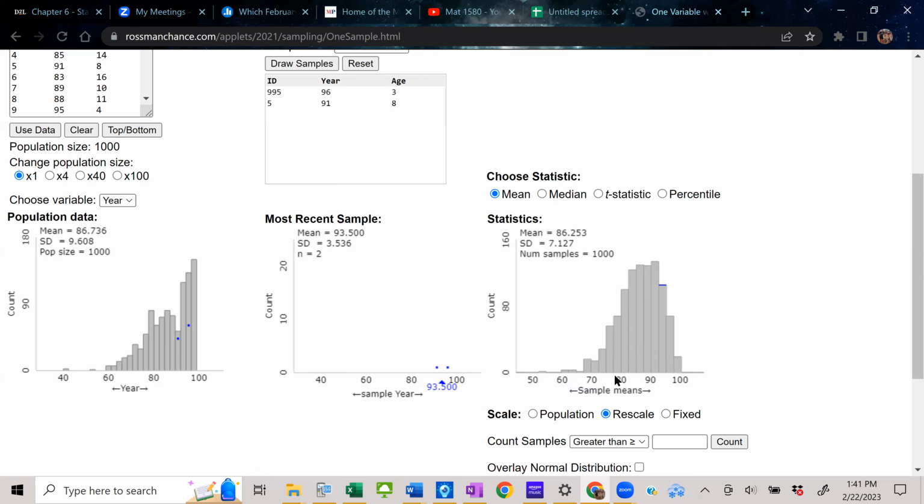The skew is where the tail is. So where's the tail? Is it on the left or on the right? So the tail's towards the left. Tail's towards the left. Good. So this is skewed left. So it's not quite a normal distribution, but it doesn't look too bad.